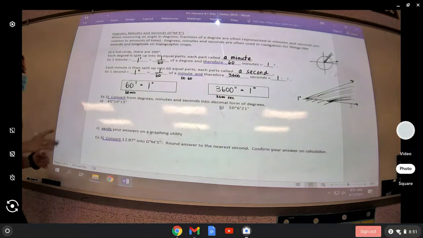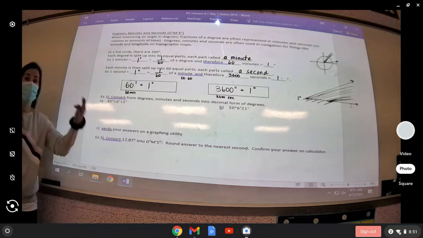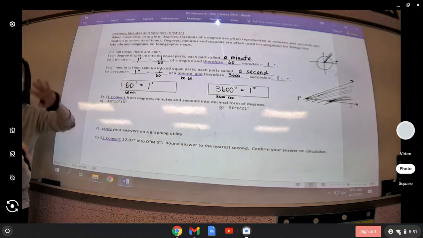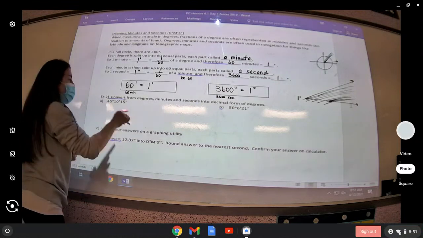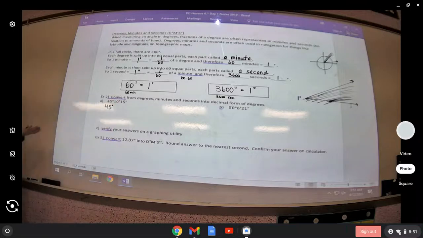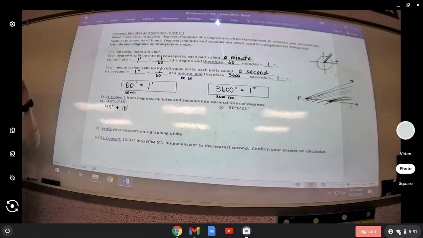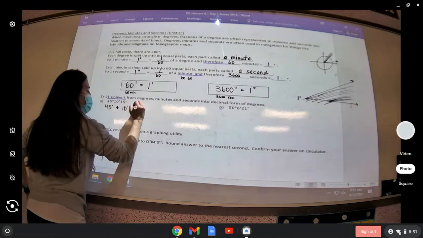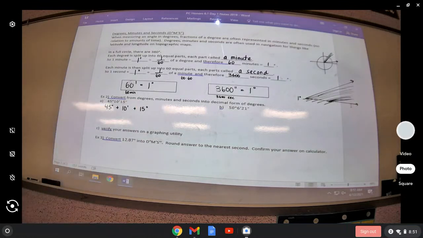All right, ready? They want us to take degrees, minutes, and seconds and convert them to straight-up degrees. What does this equal in just a degree measurement? So here we go. We're going to break this up into 45 degrees. It's already in degrees, he's the good guy, we keep him. Then plus, we have 10 minutes. We're going to have to convert 10 minutes to a fractional part of a degree. Plus we have 15 seconds that need to go back to degrees.